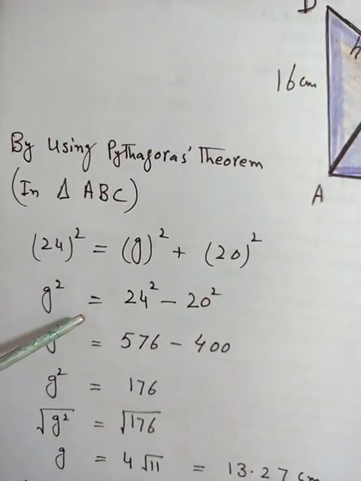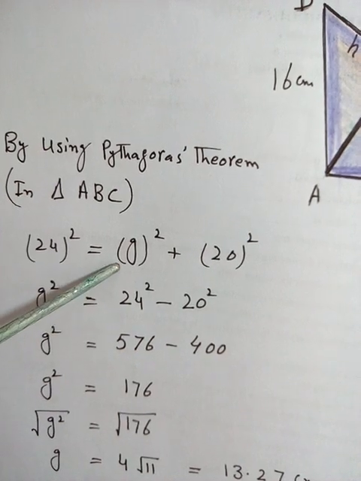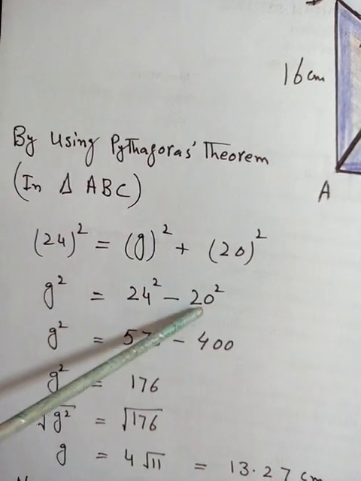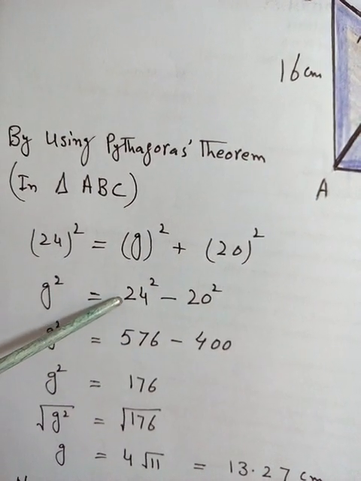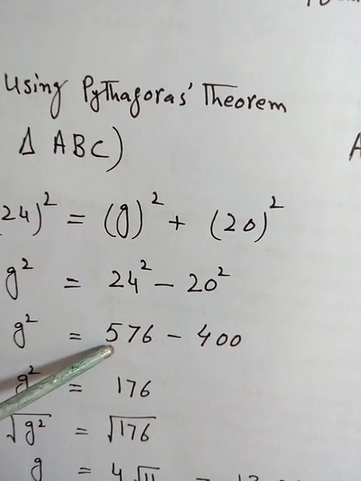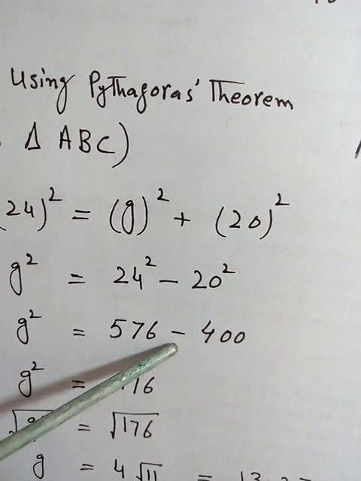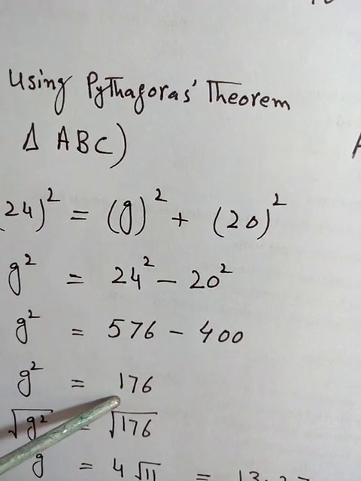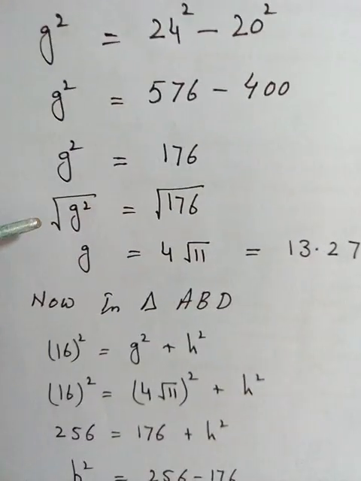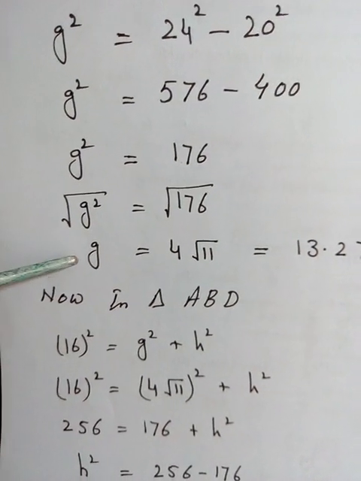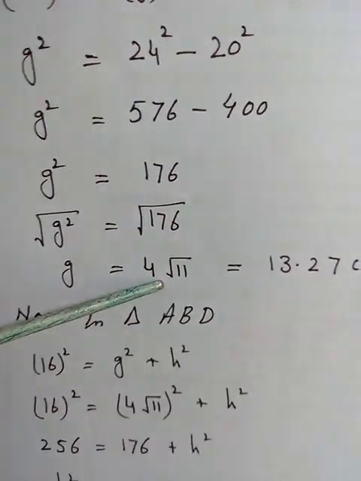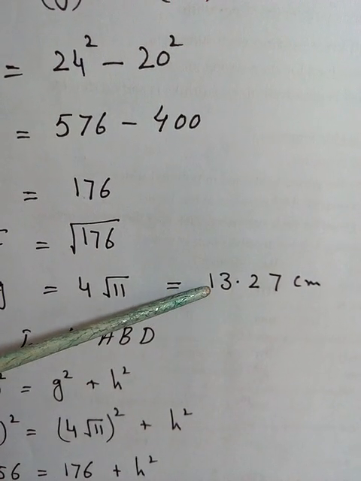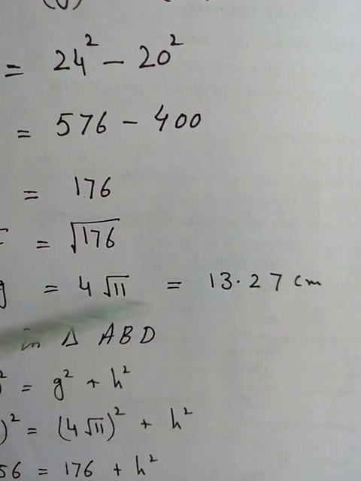Now by making g the subject, g square is equal to 24 square minus 20 square. By using a calculator you can find the value of 24 square, that is 576, minus the square of 20, which is 400, and their difference is 176. By taking the square root on both sides, the value of g is 4 square root of 10, or in decimal form we can write 13.27 centimeter.